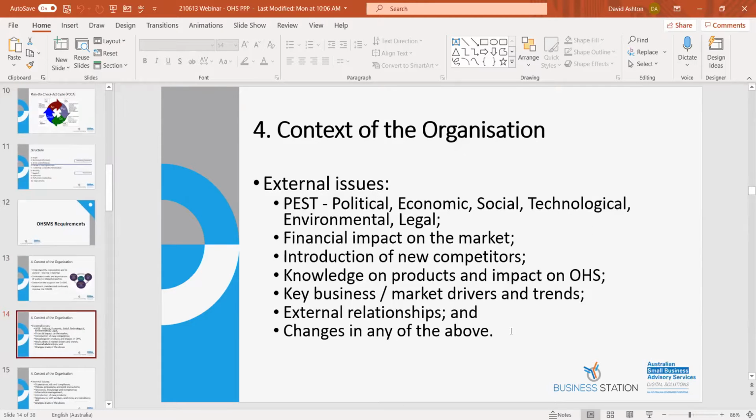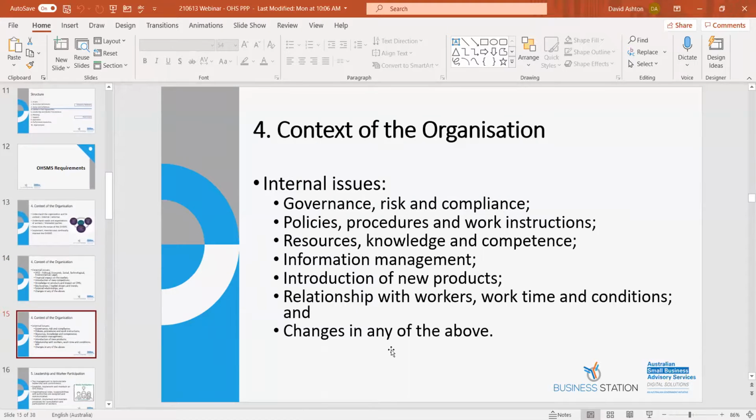So looking at the context of the organisation, if we look at external issues, so the political, economic, social, technological environment and legal environment that you operate within, the financial impact on the market, and your competitors, new and existing, knowledge on products, key business market drivers, external relationships, and obviously keeping an eye on any changes to any of those. So it's basically the external environment in which your business operates and the impact that has on the operation of your business. And with the internal environment, it's how you run your business and the issues involved. So governance, risk, policies and procedures, resources, information, new products and services, their relationship with your staff, their working hours, their conditions, and again, keeping an eye on any changes to those.